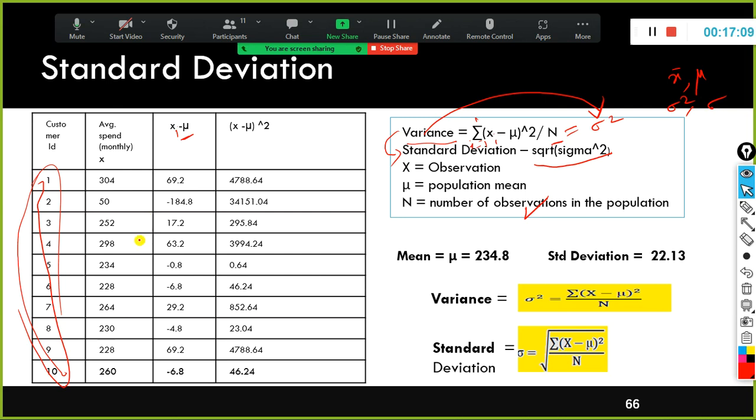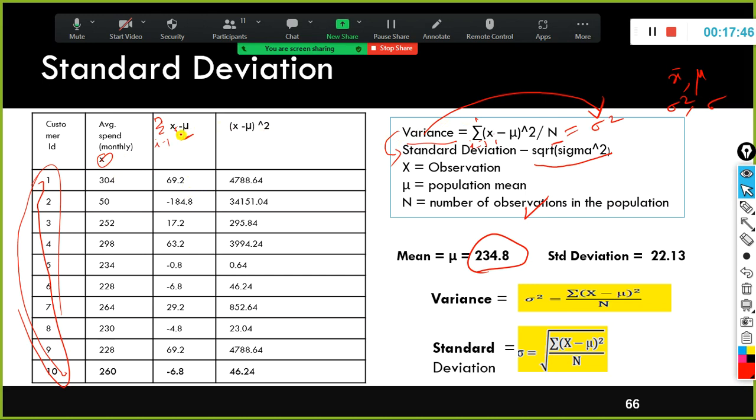Fine. Now let us look at here. The mean value for this one is 234.8 for all these values. How do you compute the mean value? Sum of all these values divided by 10. So you get 234.8, and the next step is you need to subtract 234.8 from each and every value. 304 minus 234.8, that's the formula here, right? Xi minus mu. For every value of x, you need to subtract your mean value.